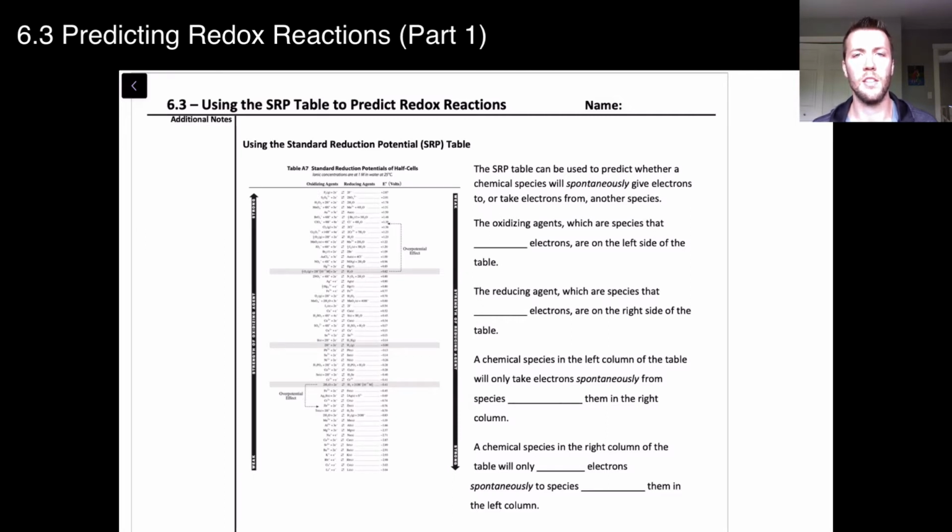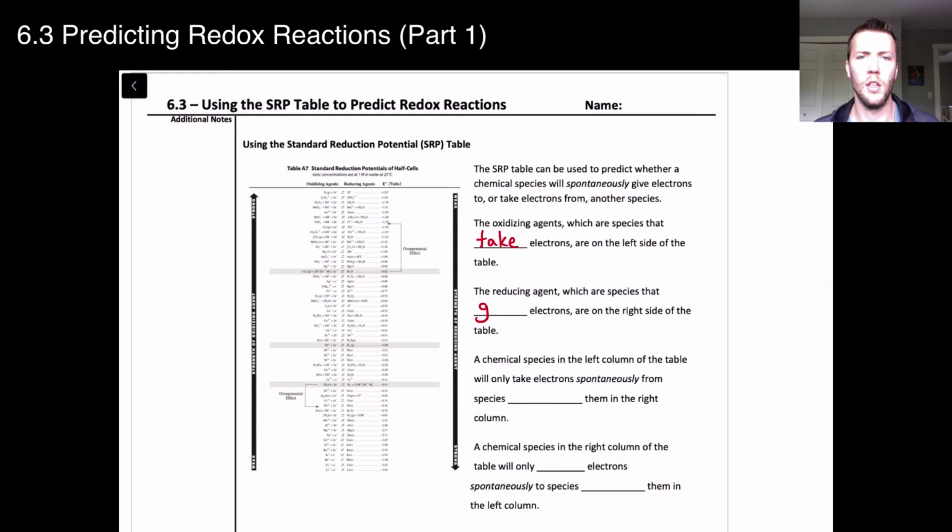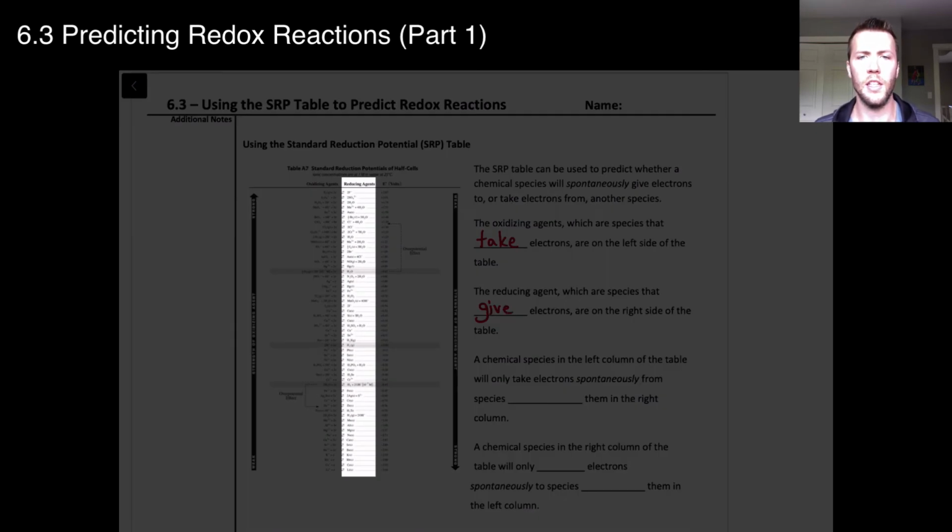And by spontaneously, we mean without needing to add any additional energy to make the reaction happen. It's going to just happen on its own. Oxidizing agents, which are species that take electrons, are found on the left side of the table. Reducing agents, which are species that give electrons, are on the right side of the table.